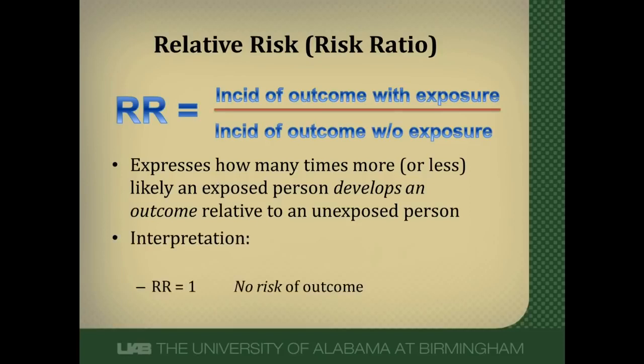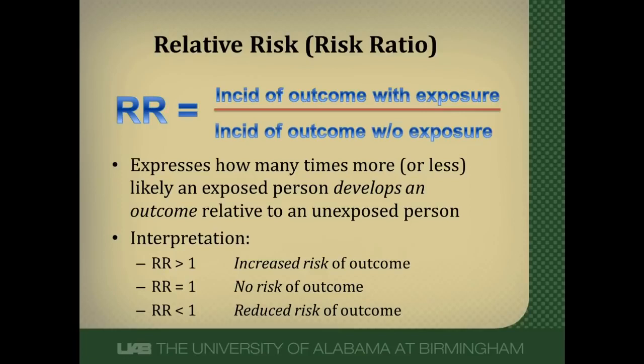How do we interpret this? Well, if our relative risk is 1, there's no risk of the outcome because the numerator and denominator are exactly the same. If the relative risk is greater than 1, that means there's increased risk of the outcome in exposed persons. If the relative risk is less than 1, that means reduced risk of the outcome in exposed persons.